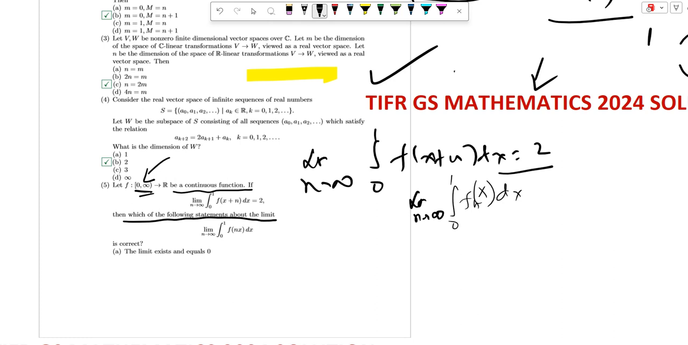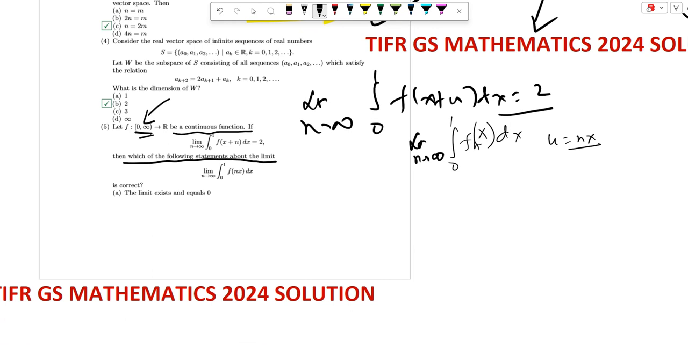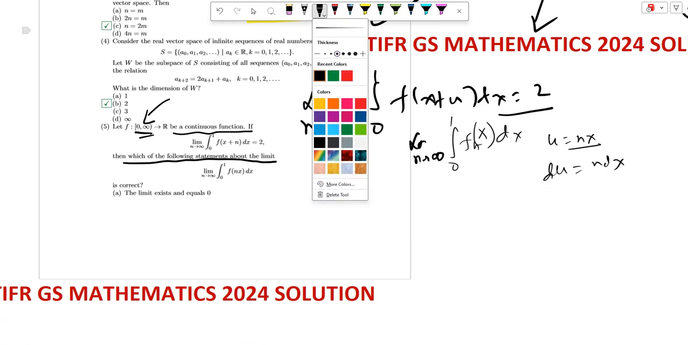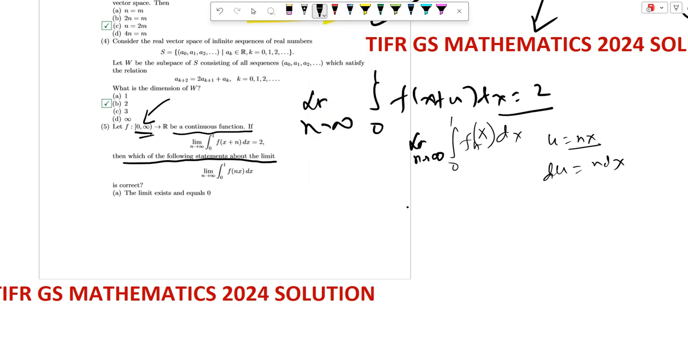dx. So first we substitute u equal to nx, which implies du equal to n dx. Then the integral becomes very easy: the integral from 0 to 1 of f of nx dx becomes 1 by n times the integral from 0 to n of f of u du. So now we need to consider the behavior of the function f of u as u approaches infinity.